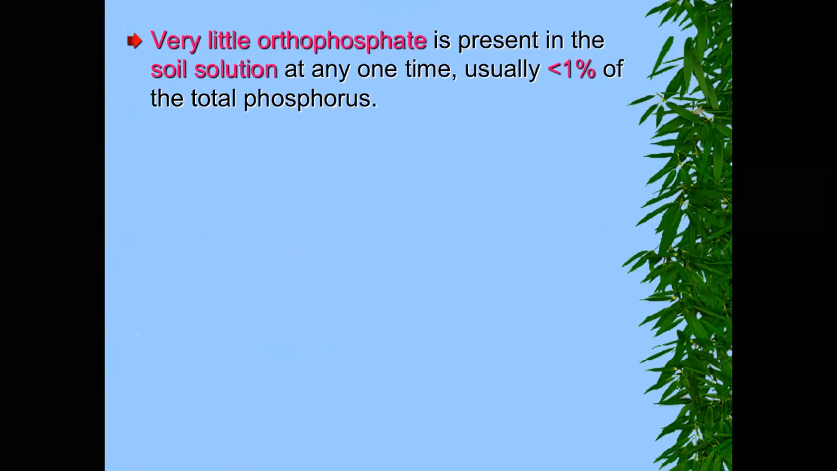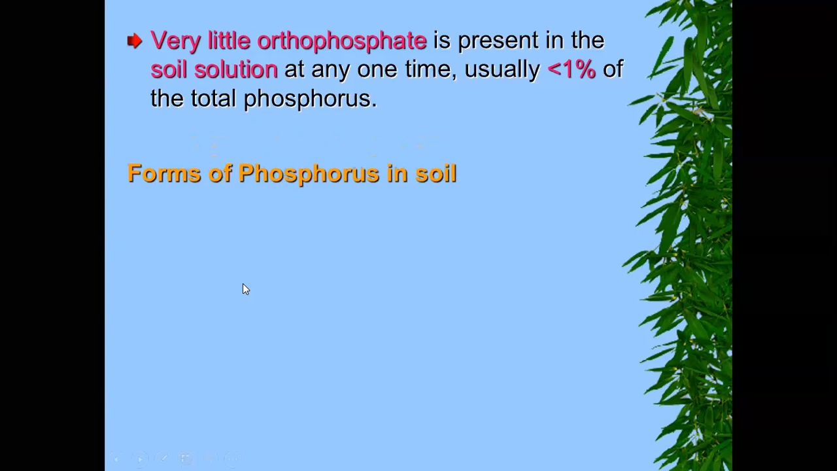And very little orthophosphate is present in the soil solution at any one time, usually less than 1% of the total phosphorus. Any nutrient is taken up by the plants from soil solution, and of the total phosphorus, only less than 1% is present in soil solution form.